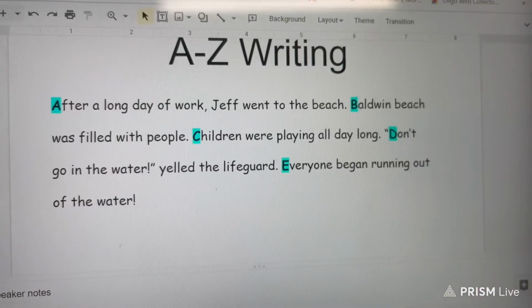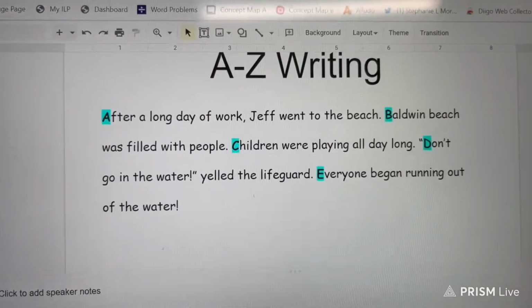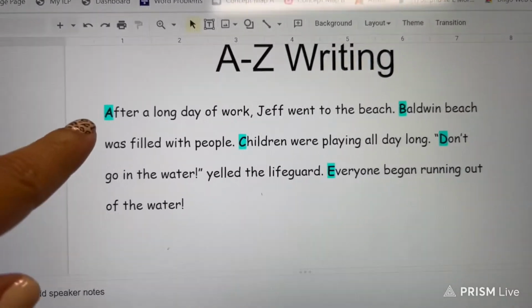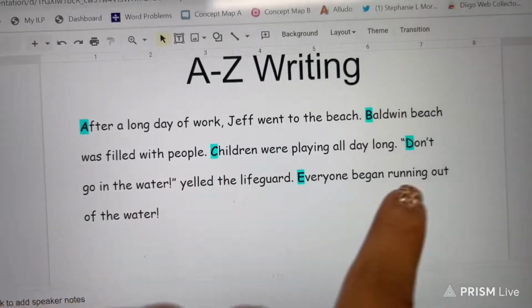So an activity that I like to do is called A through Z writing. A lot of the times these students, like I said, they struggle with just putting words on a paper. So A through Z writing is really fun. Let me go ahead and show you how it looks. The whole point of A through Z writing is students are supposed to begin a sentence with A. The next one would be with B, C, D, E.